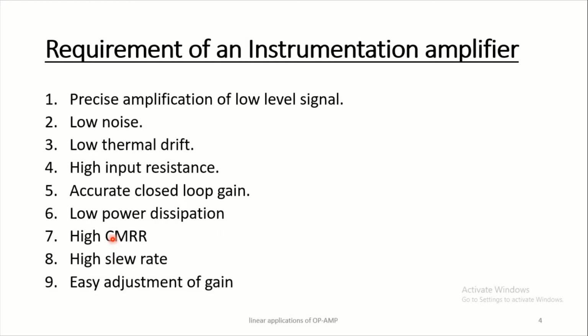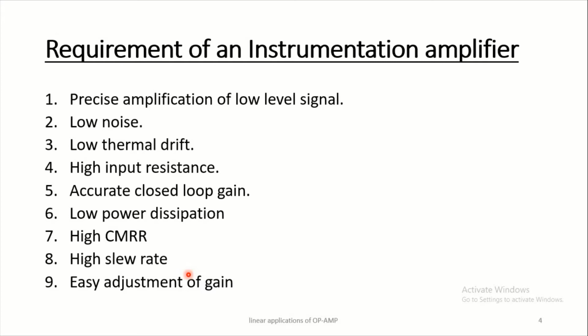The next is high CMRR. CMRR means common mode rejection ratio. It should be high. High CMRR is essential in order to reject any common mode noise present at the input of the instrumentation amplifier or the output of the transducer. Ideally, CMRR should be infinite and practically it should be as high as possible. The next is high slew rate. The slew rate should be as high as possible because this will ensure the maximum undistorted output voltage swing.